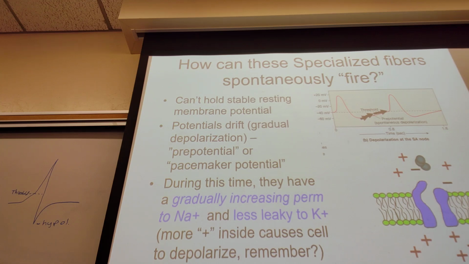All of them do. So my question to you is, why do you think the SA node is considered the pacemaker of the heart? If all of the specialized cells have the same type of action potential, why is the pacemaker the pacemaker?